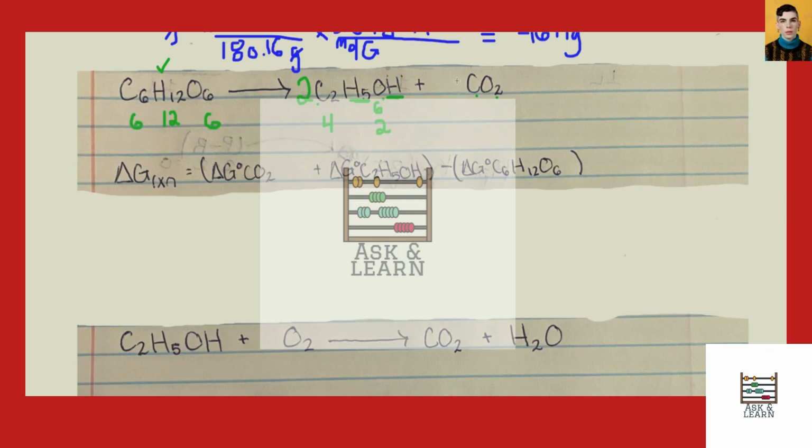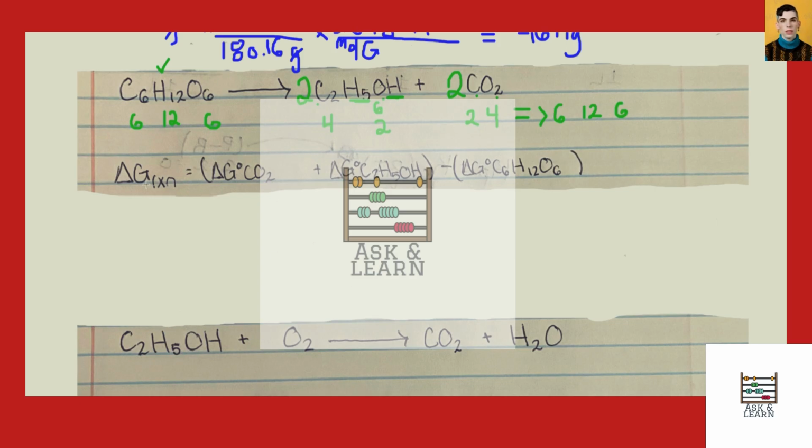So that means that this must be 2 CO2s, because this will give us 2 carbons from that and 4 oxygens. And then all in all, we will have 6 oxygens on this side, 12 hydrogens, and 6 carbons. So that is balanced. All right, and then we're going to do the same exact thing.